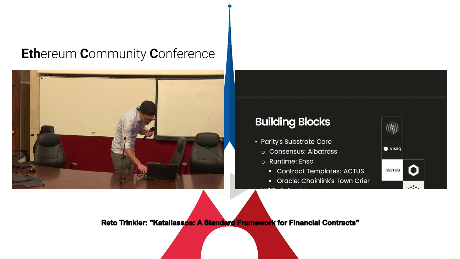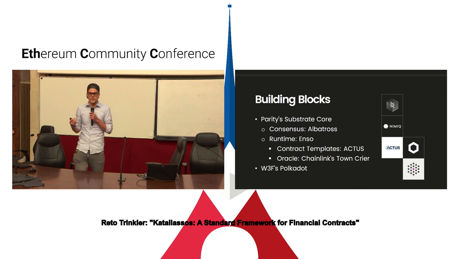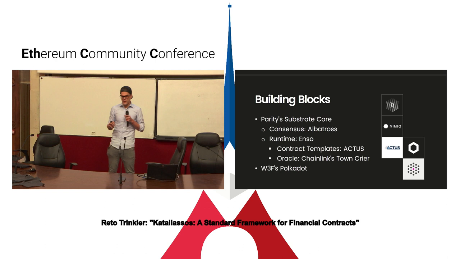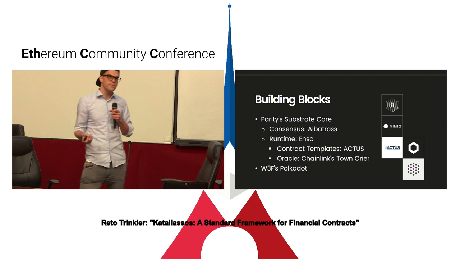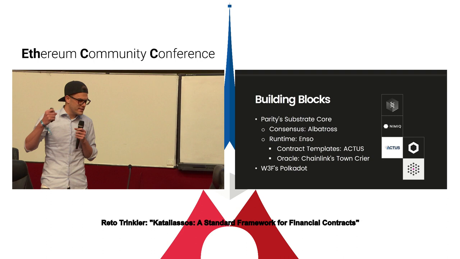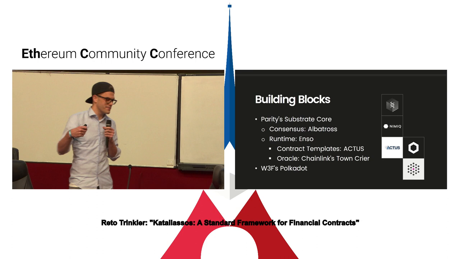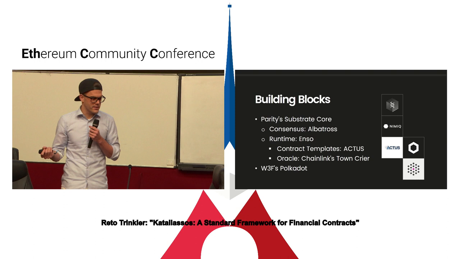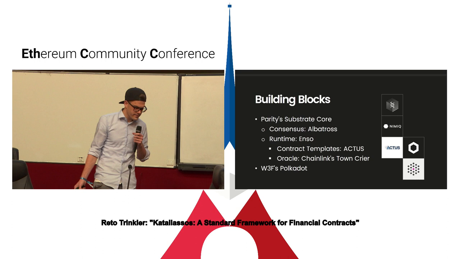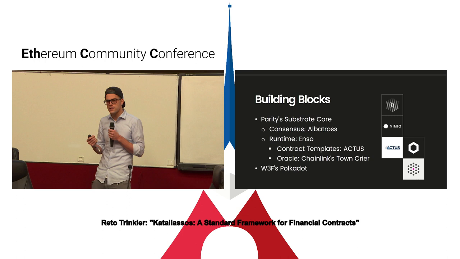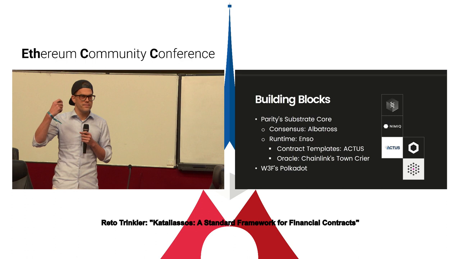The basic building blocks of Catalosis: it's using Substrate Core, and essentially it plugs in the consensus algorithm and the runtime. The runtime is essentially a bunch of contract templates. I'm going to touch upon that in a moment. And it's using an Oracle. Here we're collaborating with Chainlink to use their Town Crier. This is all interconnected within Polkadot, so that obviously gives us more assets to build derivatives on and so on.